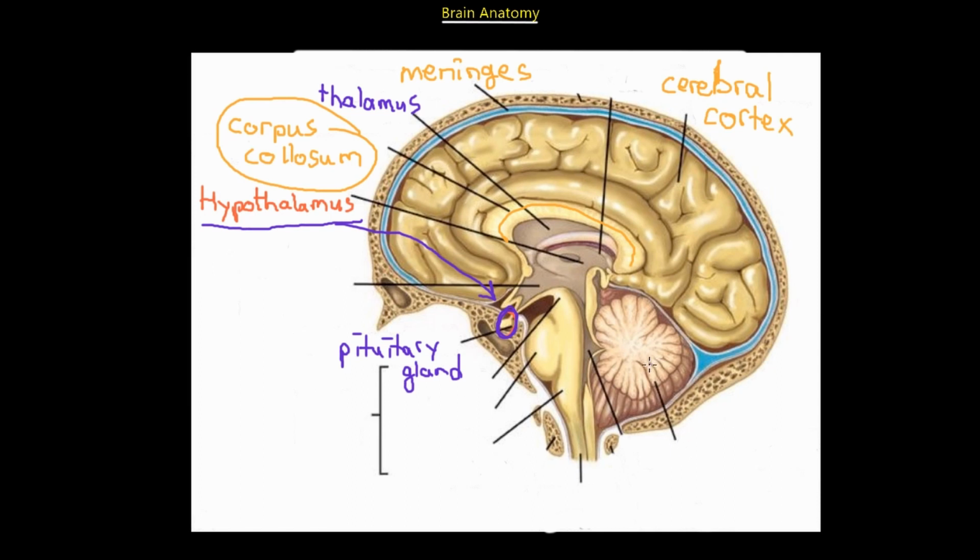Now, this one is the cerebellum. We already mentioned this one. It's responsible for coordination. So a lot of these structures, this one that's sticking out of the brain stem is called the pons. This even smaller one that's sticking out is called the medulla.